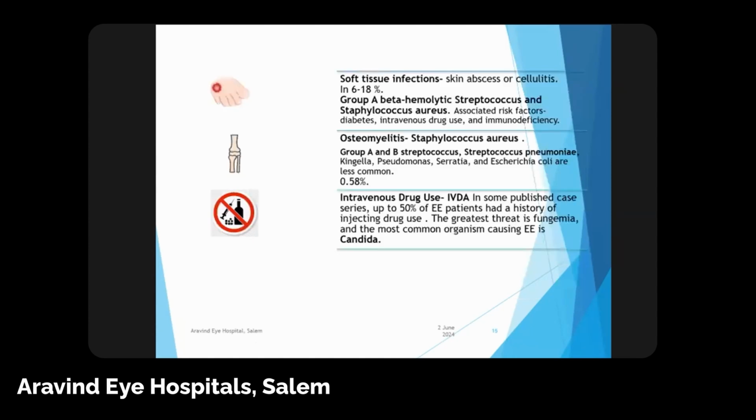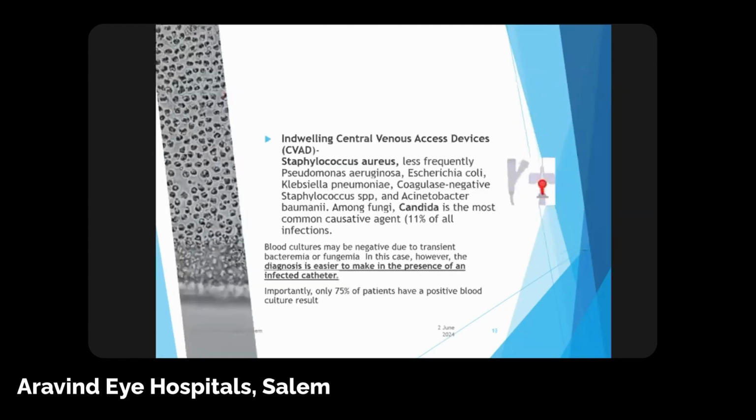Soft tissue infections of the skin or cellulitis are again risk factors. Osteomyelitis, intravenous drug use. In people with intravenous drug use, other clues can be that they might have liver disorder, viral hepatitis, HIV, infective endocarditis, or even septic arthritis. Indwelling catheters: again, the diagnosis sometimes may be easy because you have an infected catheter to culture.